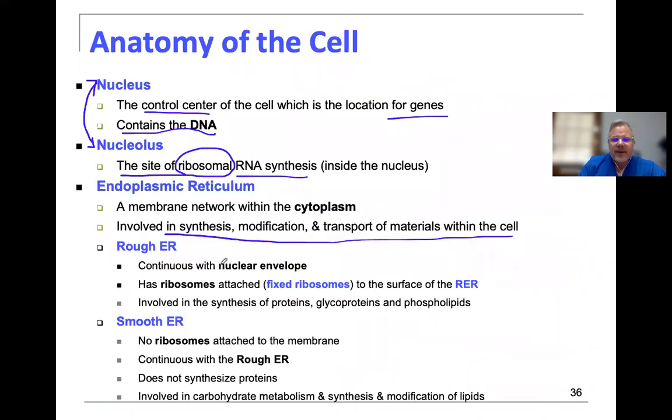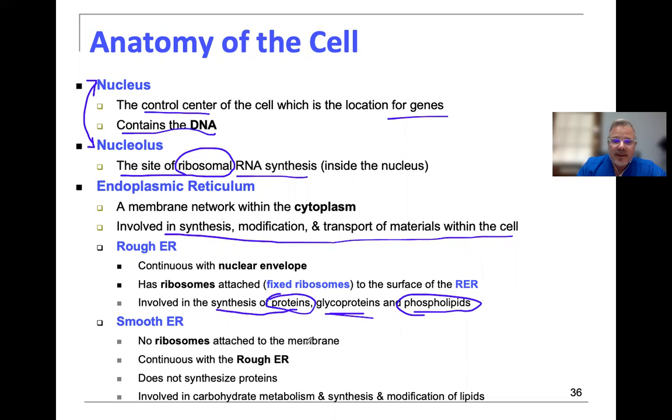So the rough ER is involved in the synthesis of proteins, glycoproteins, and even phospholipids. We know those phospholipids are needed for the cell membrane. It's a phospholipid bilayer, as are the glycoproteins and proteins in general. They make up the channels. So really, really important proteins.